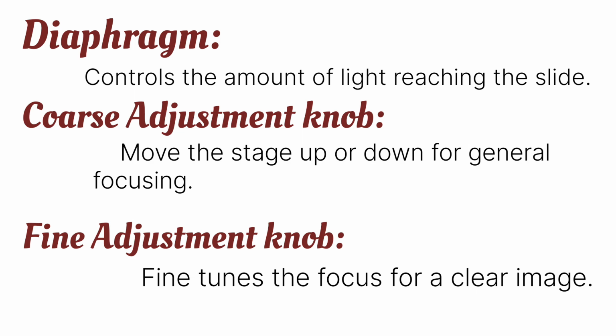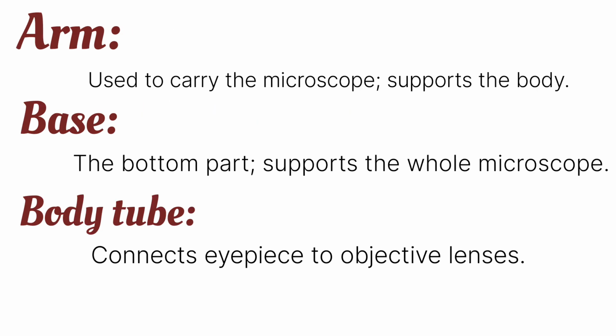Coarse adjustment knob. Move the stage up or down for general focusing. Fine adjustment knob. Fine-tunes the focus for a clear image. Arm. Used to carry the microscope, supports the body. Base. The bottom part, supports the whole microscope.